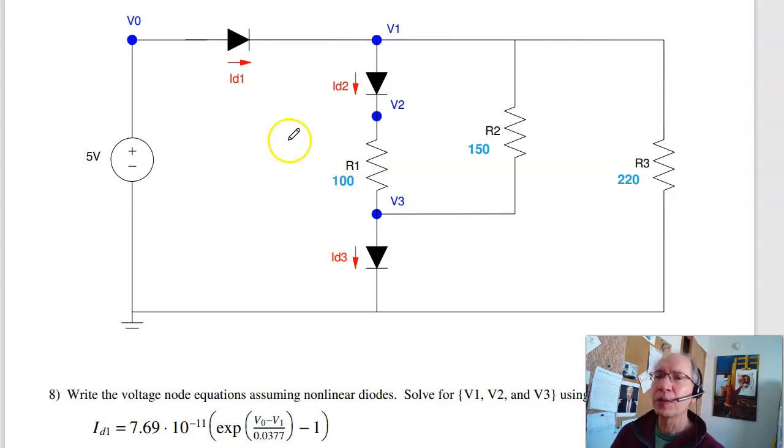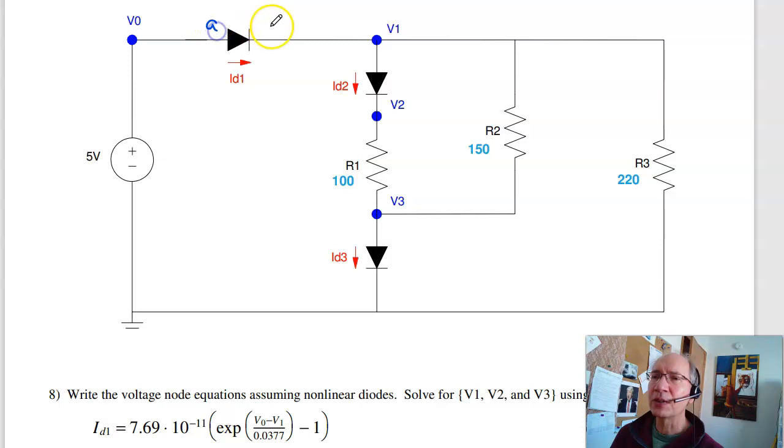With numerical methods, I'm going to guess the voltage V1, V2, V3. From that, calculate the currents, ID1, ID2, ID3, and then do my node equations. At node 1, the currents have to balance. At node 2, the currents balance. Node 3, the currents balance.